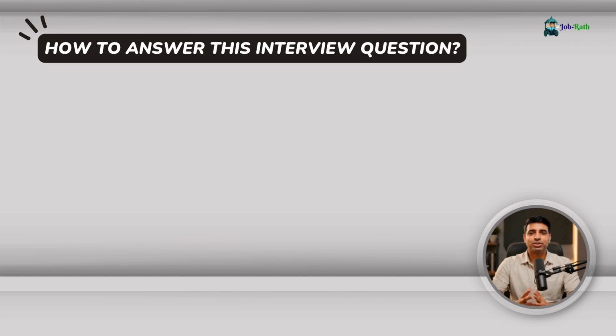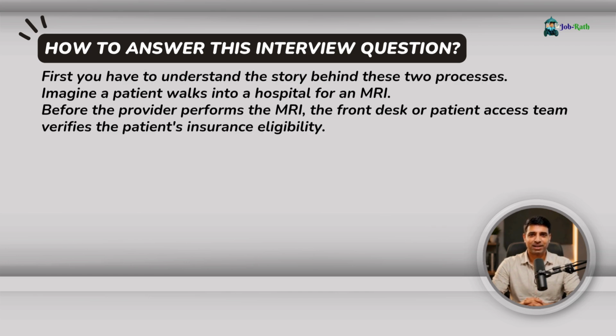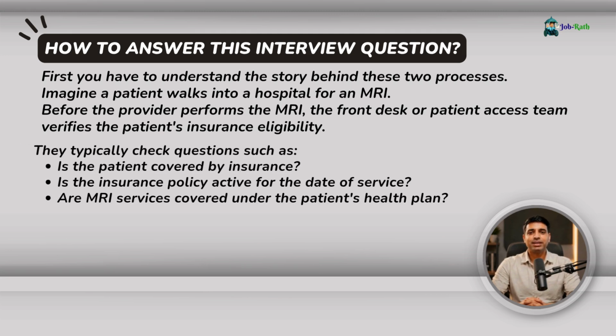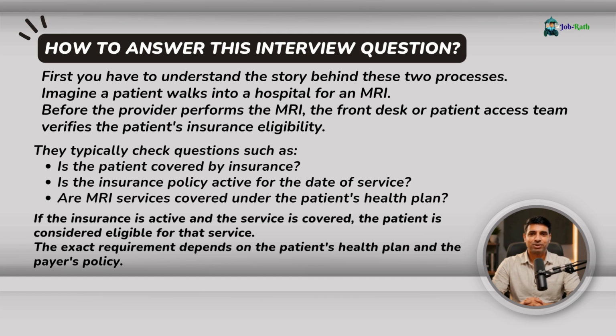So, to answer this question, first you have to understand the story behind these two processes. Imagine a patient walks into a hospital for an MRI. Before the provider performs the MRI, the front desk or patient access team verifies the patient's insurance eligibility. They typically check questions such as, is the patient covered by insurance? Is the insurance policy active for the date of service? Are MRI services covered under the patient's health plan? If the insurance is active and the service is covered, the patient is considered eligible for that service.